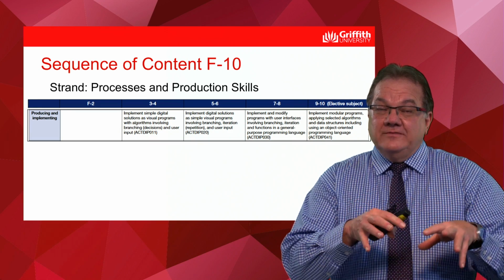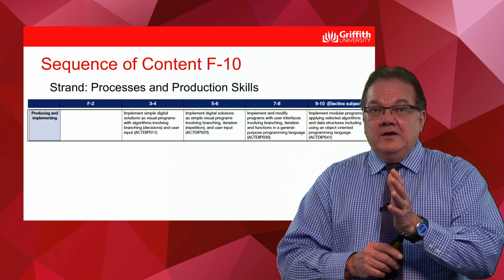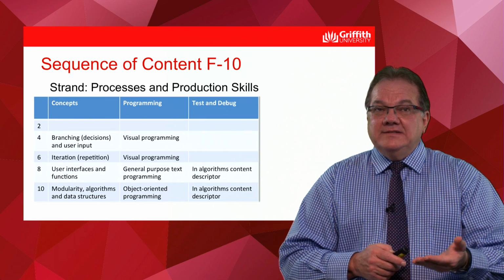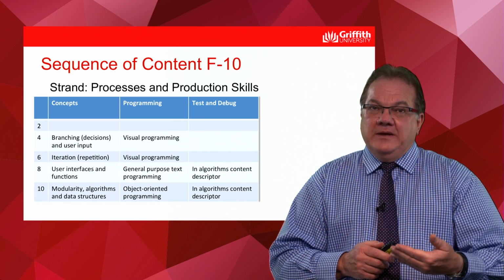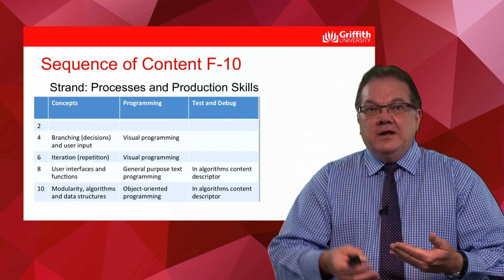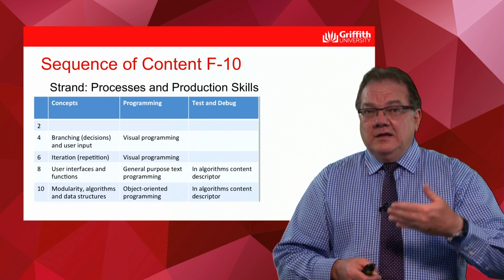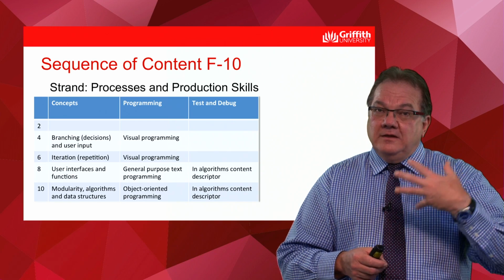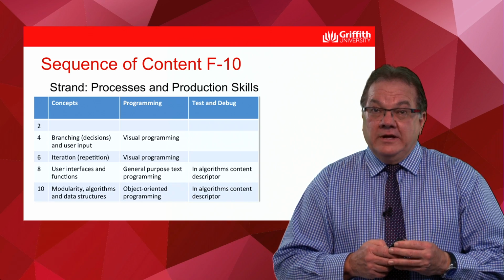In terms of sequence of content for F to 10, you can see these expectations as they move across from F to 10 for producing and implementing. And one way to consider this is to understand this overview of the programming expectations as children are producing and implementing, and creating the digital solutions. So you can see the expectations at the end of Year 4 around visual programming, Year 6 visual programming, then to Year 8 general purpose text programming, and to Year 10 object-oriented programming.